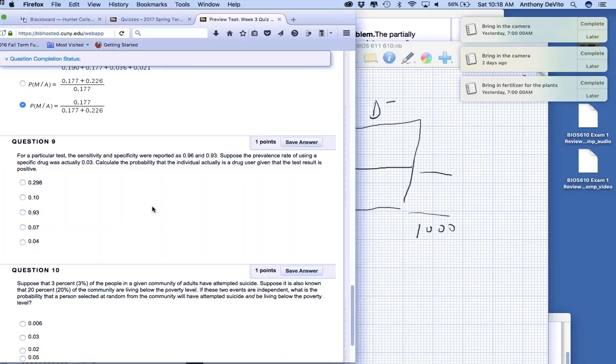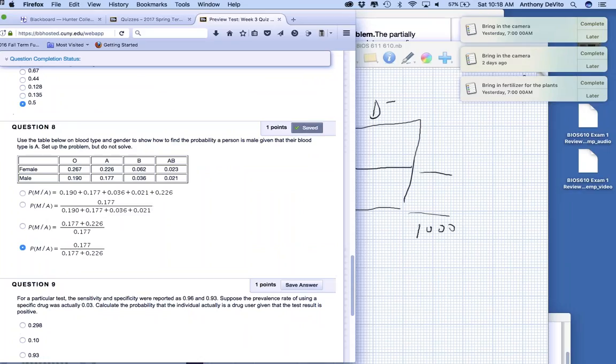Sure. Before I get started on this, use a table on blood pressure to find the probability a person is male, given that their blood type is A. Set up the problem, but do not solve. Okay, so let's look at this. Let's read what this says. This is kind of a slant. Usually you see this as a straight up and down line.